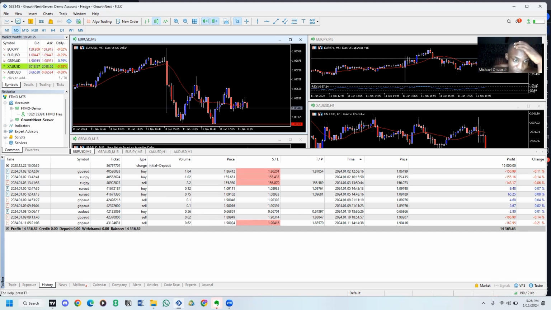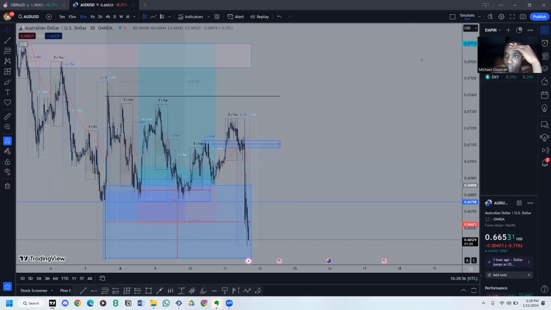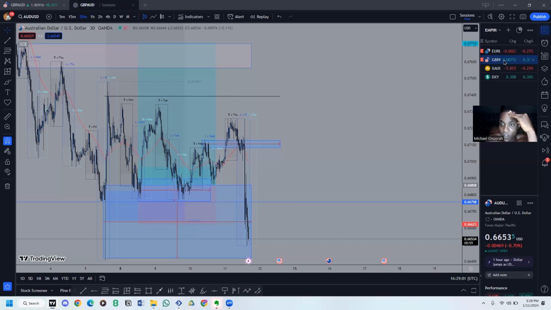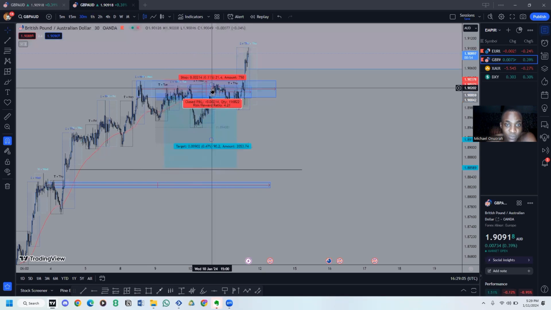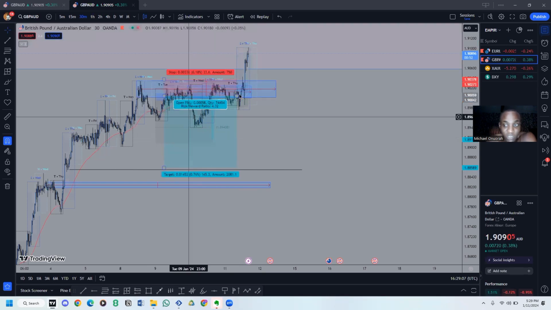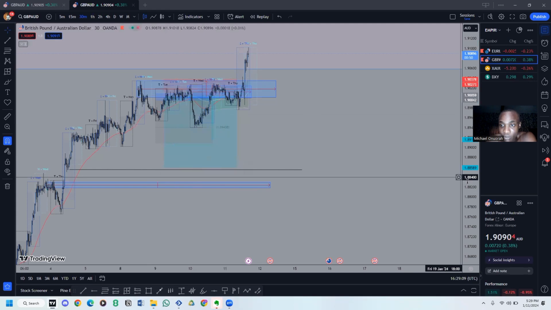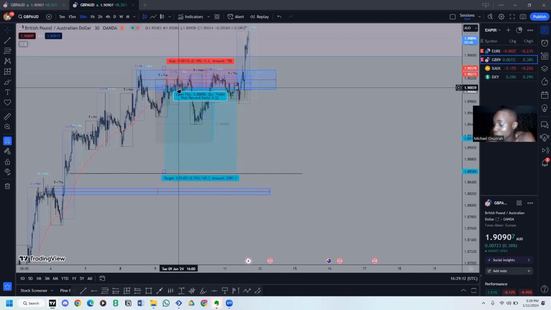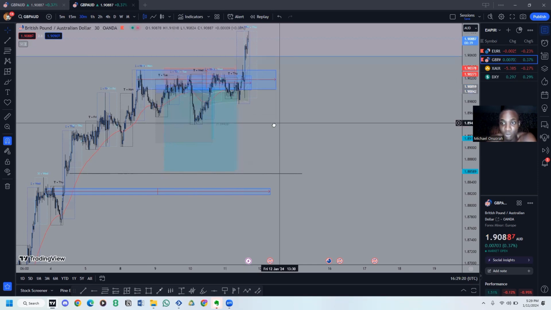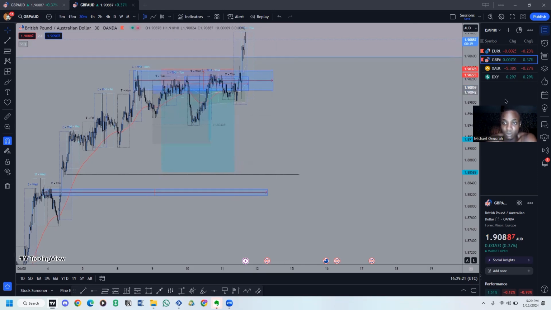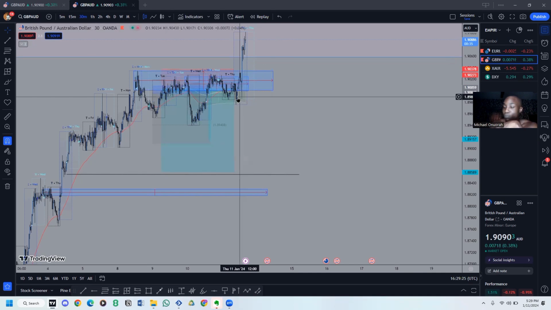Then GBP AUD was a really tough one. I lost 2% on that trade. Yesterday I closed GBP AUD first here at a loss. Then today I entered the position again in the Asian session, but the position hit my SL, so I lost two of those positions.